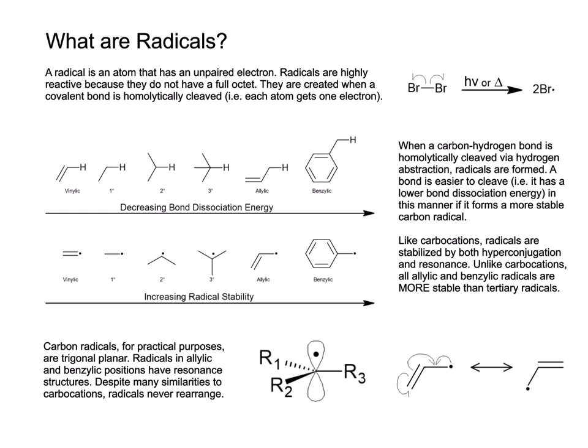In addition, radicals in allylic and benzylic positions have resonance structures. On the very right image, you can see how we draw the resonance structures using three half arrows. Last, despite the many similarities that radicals have to carbocations, radicals never rearrange. Carbocations undergo carbocation rearrangements. Radicals do not have any rearrangements associated with them.